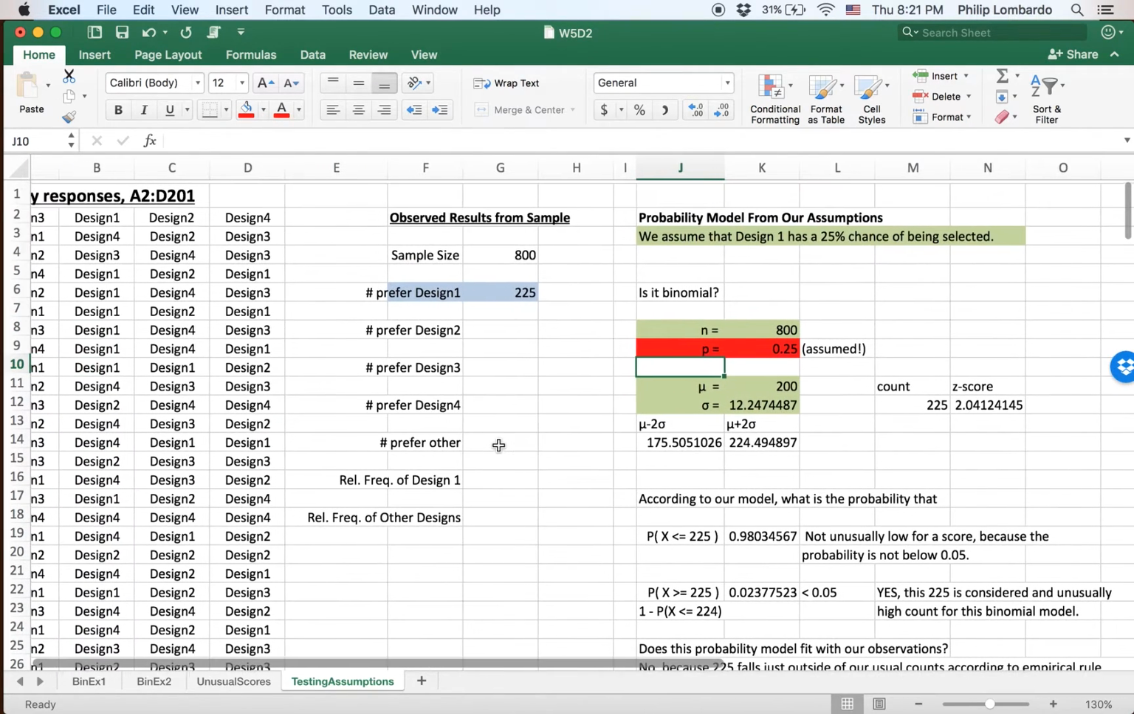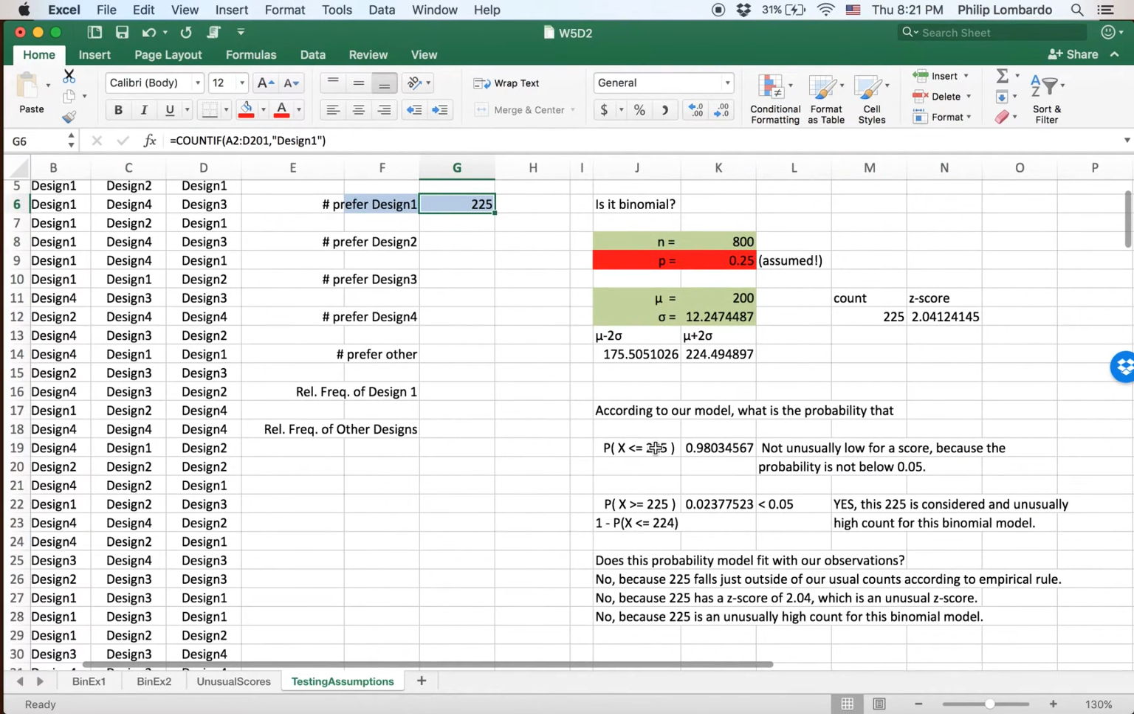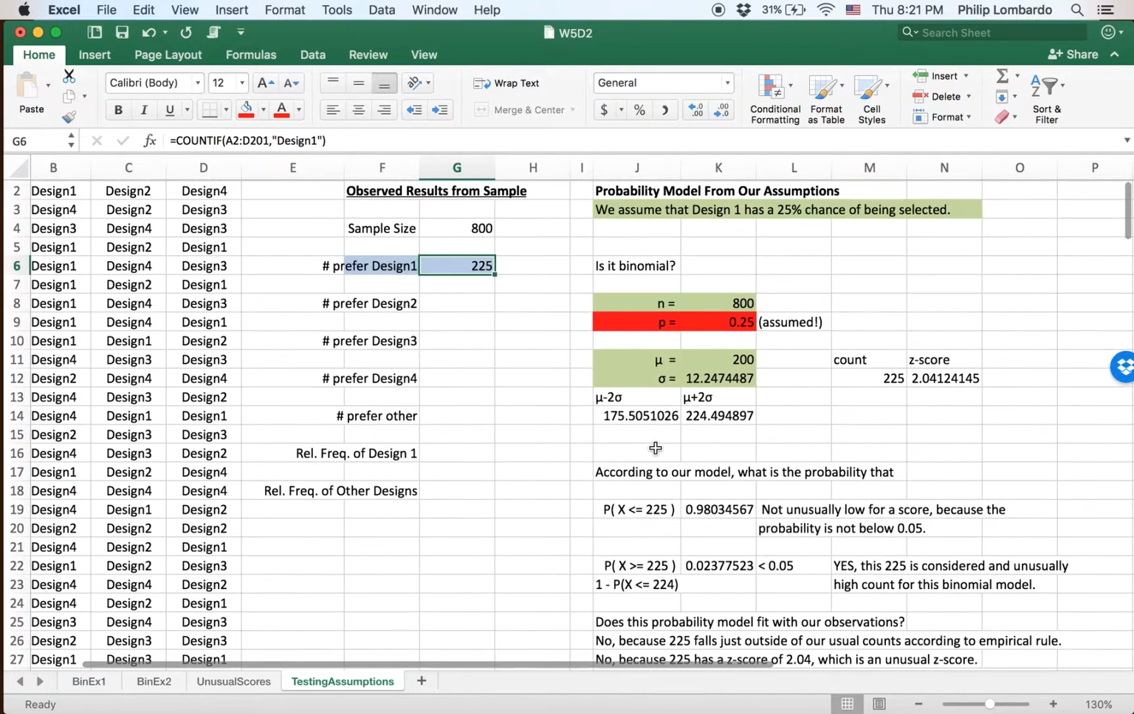Okay? And this is a way that you can use probability models to test claims. If somebody makes a claim like this, 25% of the population likes design 1, what you can do is assume that they're right, and then go collect a survey, get a real count based on that survey, and then test, is this what we would call an unusually high or unusually low score? Because if it is, it provides evidence against their original assumption. Okay?